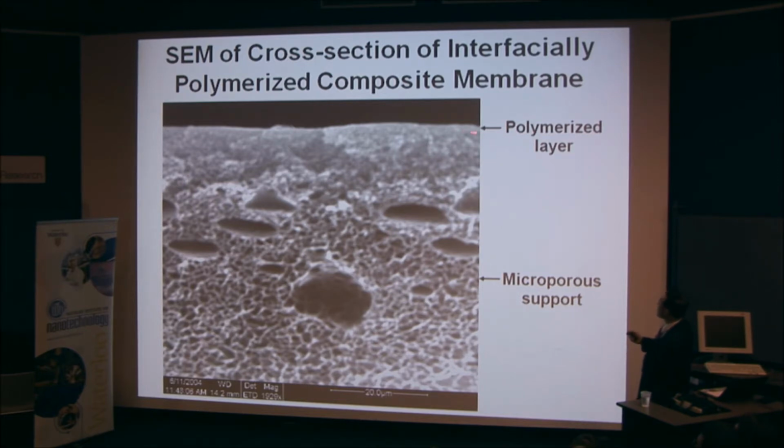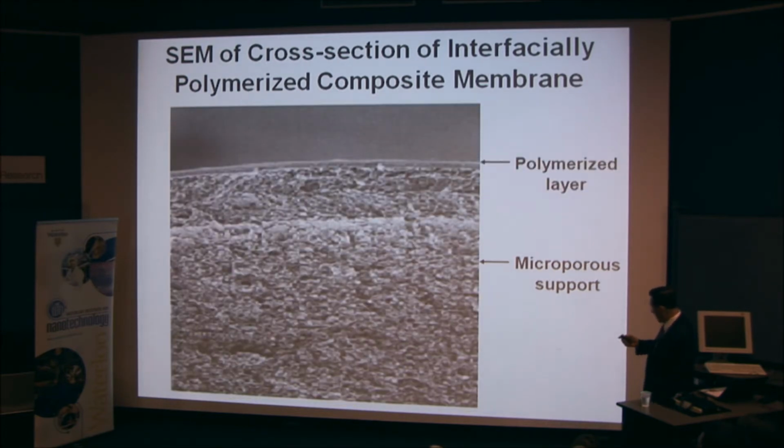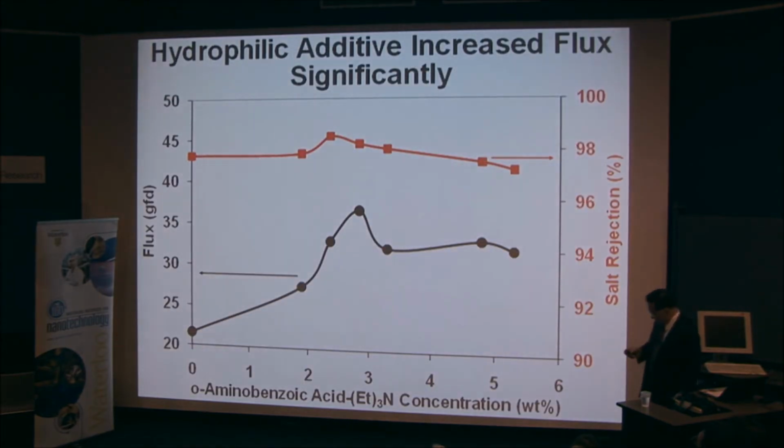And when we did the cross section, it is difficult to see. You see the interfacially polymerized layer over here. It is on the order of about 0.2 micron. I think this one shows a little bit better contrast. It is on the order of about 0.2 micron.